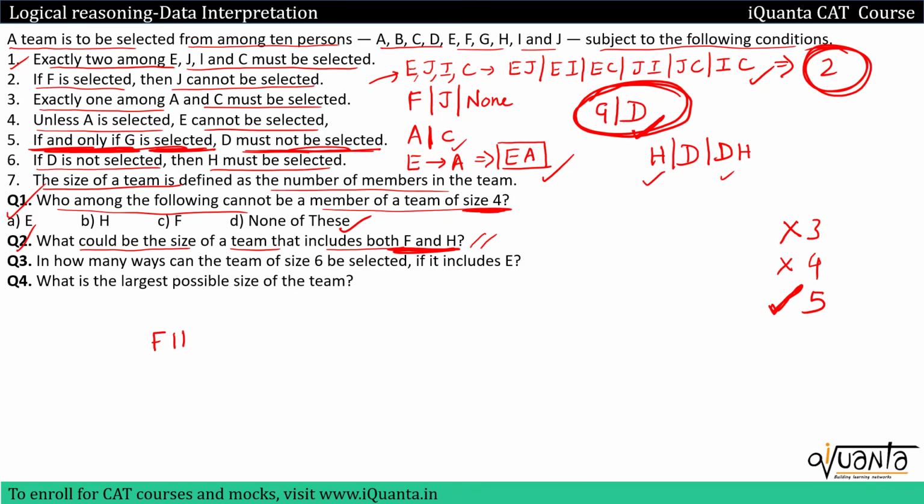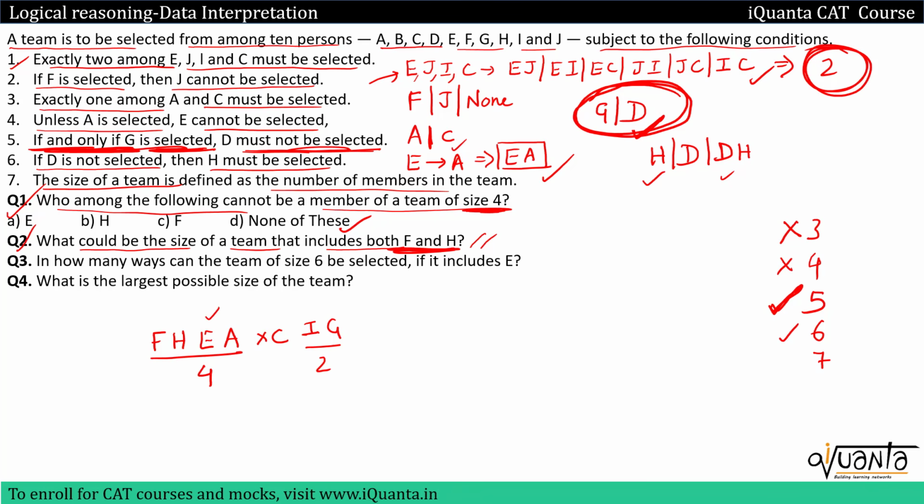So for a team of 6, F and H must be there. Then I can select E, then I will have to select A. If A is selected, I cannot select C. So till now I have 4 members. I need 2 more members to form a team of 6. I need 2 out of EJIC. I have selected E. I need 1 more. So that person can be I. And 1 more member is needed. So let him be G. So yes, a team of size 6 is also possible.